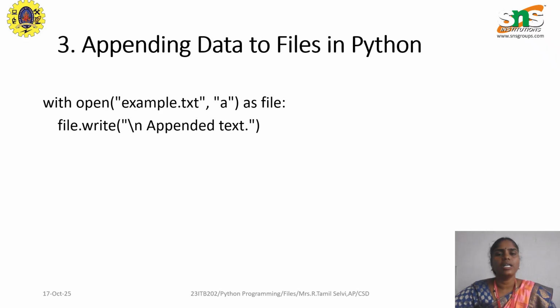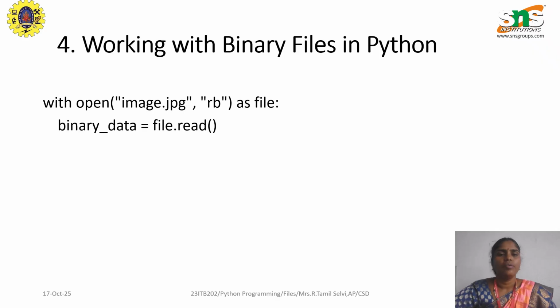Third one, appending data to files in Python. Here we are opening the file named example.txt in append mode, which adds new content without deleting what's already there. Fourth one, working with binary files in Python. Here, we are opening the file named image.jpg in the mode rb, that is read binary mode. It is the standard and recommended way to handle Python files, especially for non-text files like images, audio, or video. We have to mention the mode as binary.